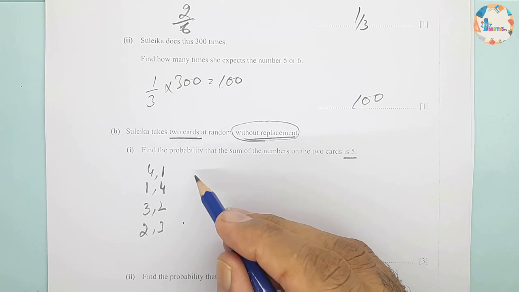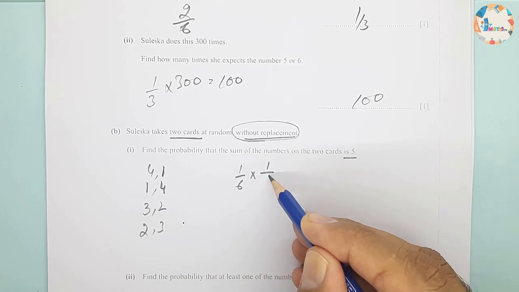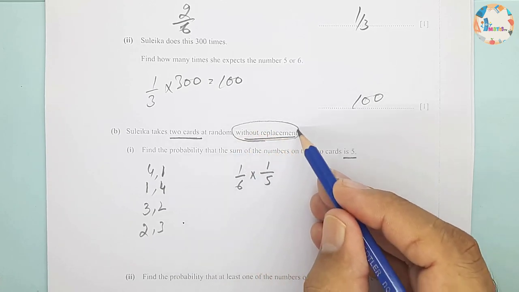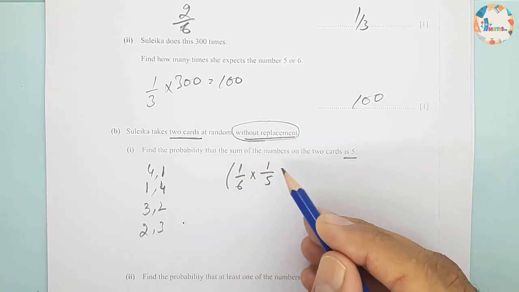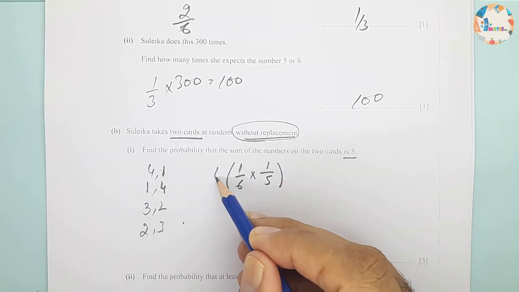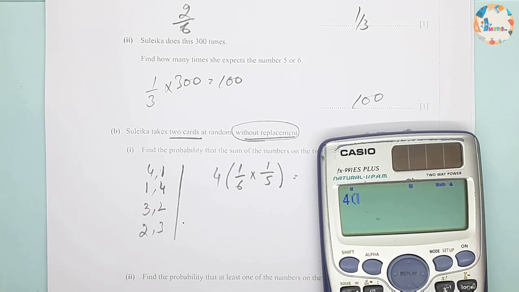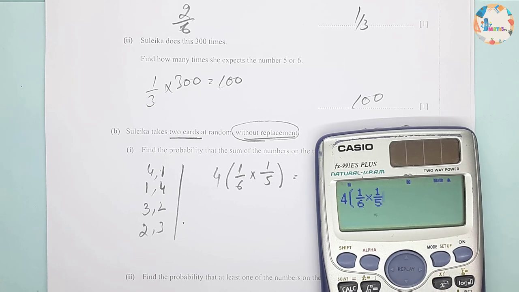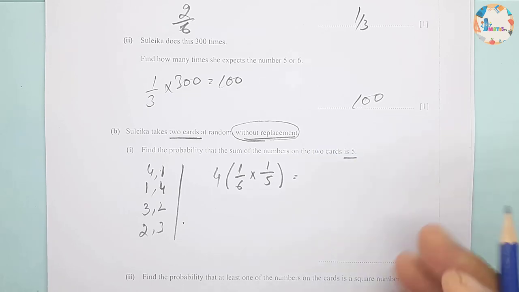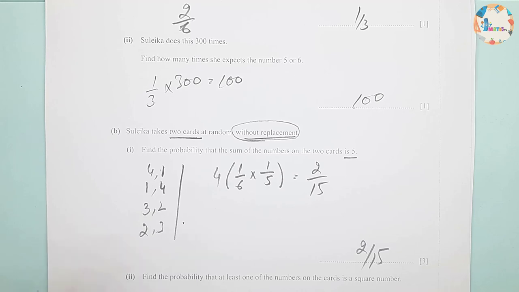So for the first probability it will be 1 over 6, and for the second one it will be 1 over 5, because one card will be taken out and without replacement we are going for the second draw. So there will be 4 options, so multiply by 4. So if we multiply 4 by 1 over 6 into 1 over 5, this will be giving us 2 over 15. So 2 over 15 will be the probability for this one. Hopefully you understood this as well.